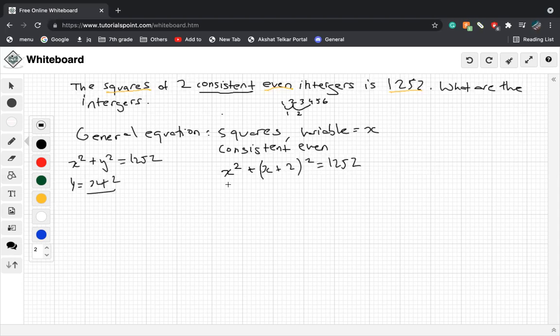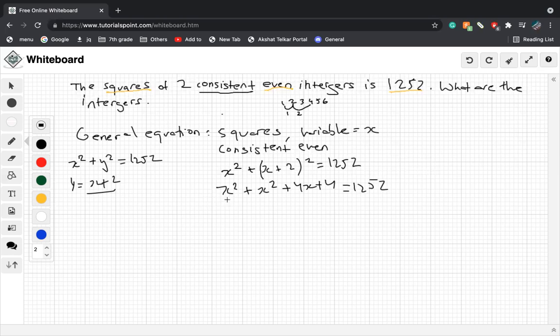And now we're just going to lay out the bases here. We're going to do x squared plus x squared. You should know how to do perfect squares. You're going to get 4x because 2 times 2, and then 4, which is 2 times 2. And then this all equals 1252. Okay, and now you want to simplify.